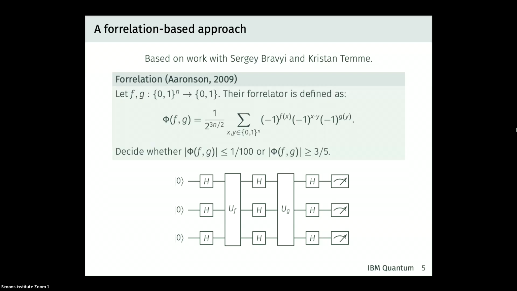So the algorithm just looks like this. First you create an equal superposition over everything. Then you evaluate the unitary implementation of f, and by that I mean a unitary that evaluates f in the phase. Then you just Hadamard again. You do the same thing for g. You Hadamard and you measure. And the zero outcome, the all-zero outcome of the measurement, its probability will be the square of this quantity. So that's what you will look at and see whether it's small or large.